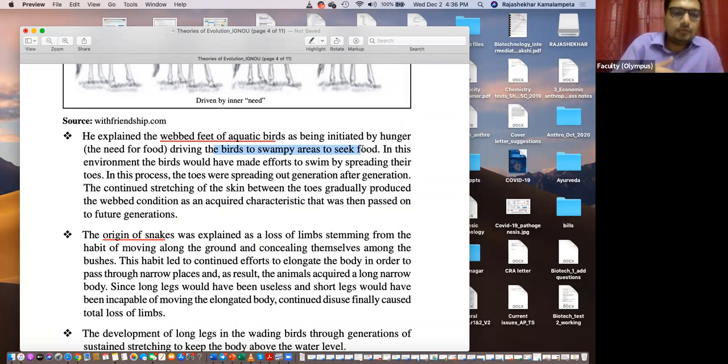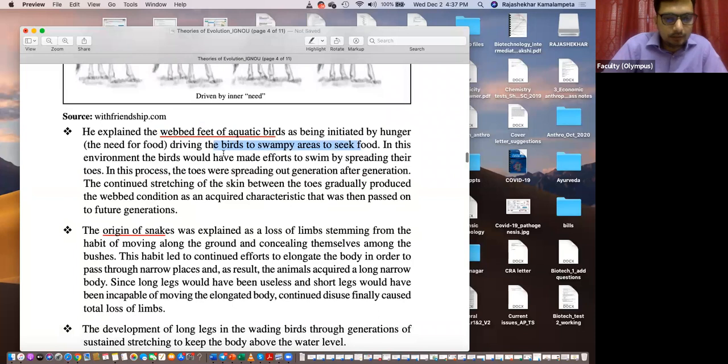So the need was here, the environmental change was here: looking for food in the swampy areas. In this environment, the birds would have made efforts to swim by spreading their toes. In this process, toes were spreading out generation after generation. Just the way stretching had happened, it continued to stretch the skin between the toes, gradually producing the webbed condition.